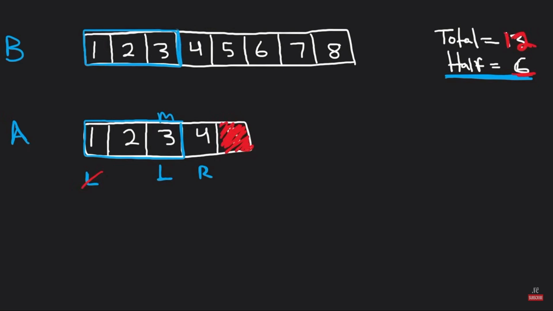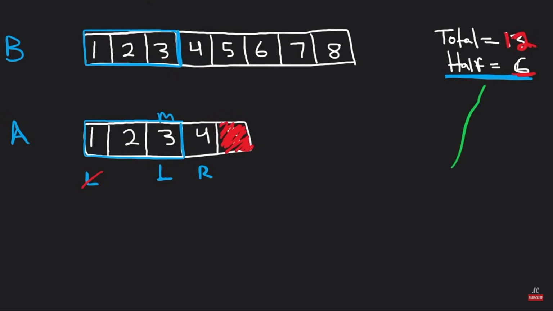Now let's check, have we partitioned this correctly? Is this 3 less than or equal to this value? Yes, it is. 3 is less than 4. Is this 3 less than or equal to this value? Yes, 3 is less than or equal to 4. So that tells us we finally partitioned our arrays correctly.